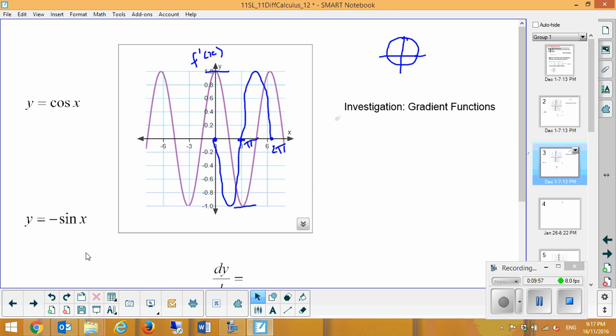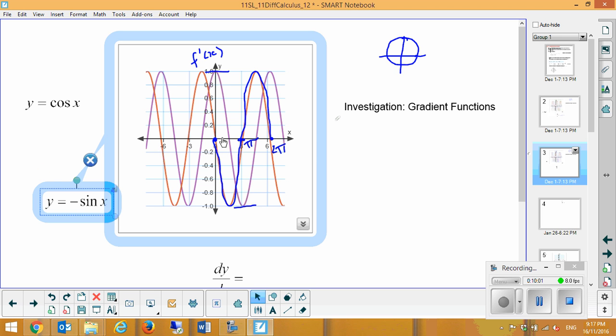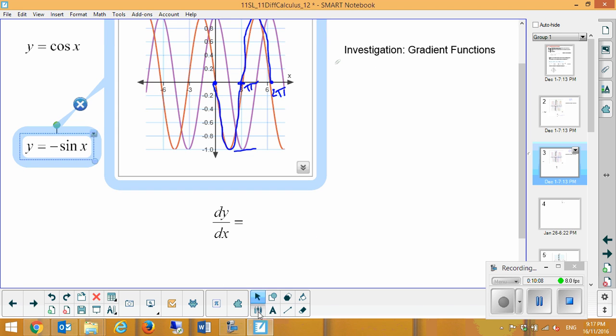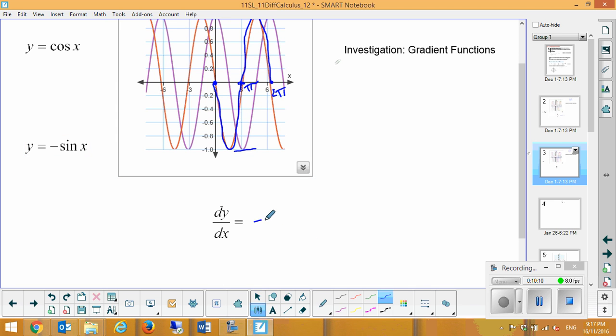So now if we plot this, it will line up. So in other words, the derivative of cos x equals minus sine x. So the derivative of sine x is cos x. They're both positive, but the derivative of cos x is minus sine x.